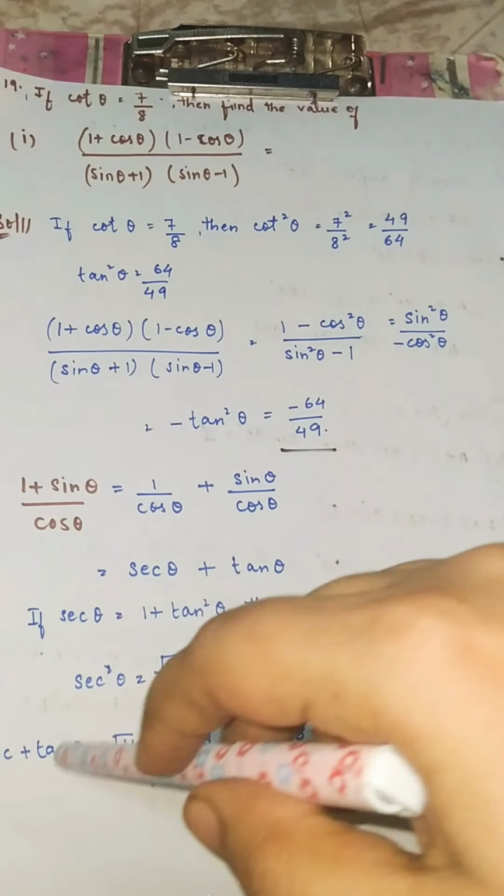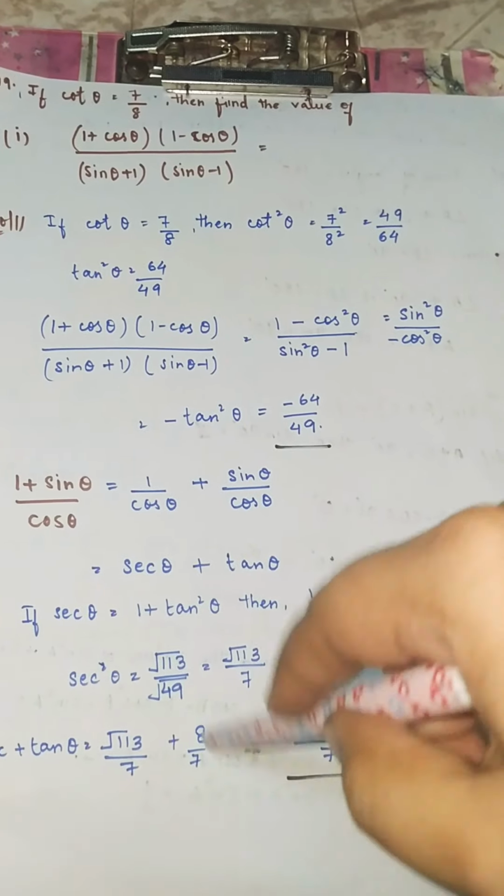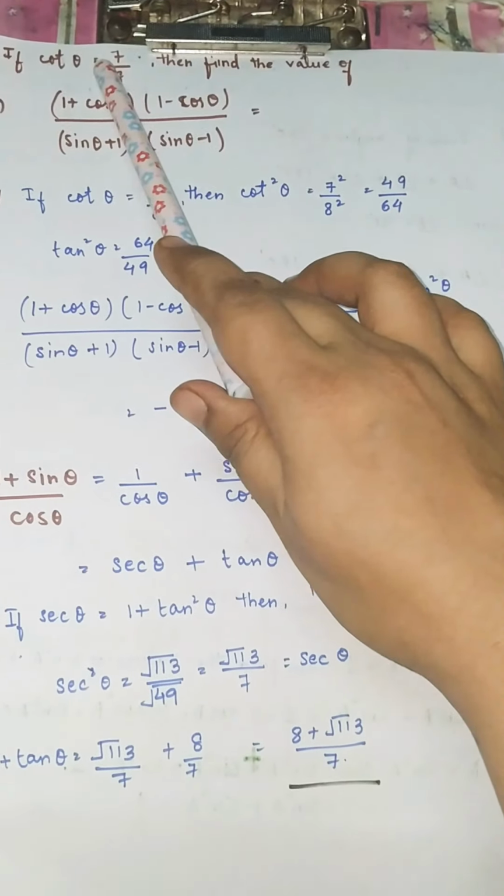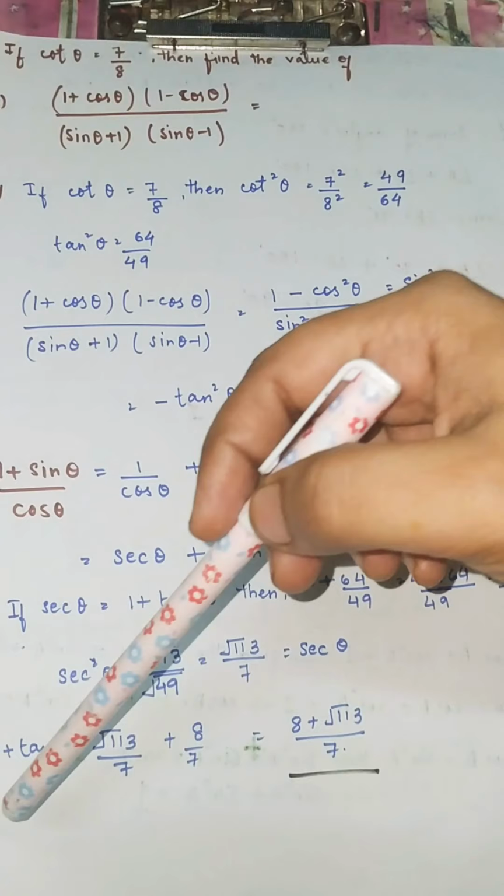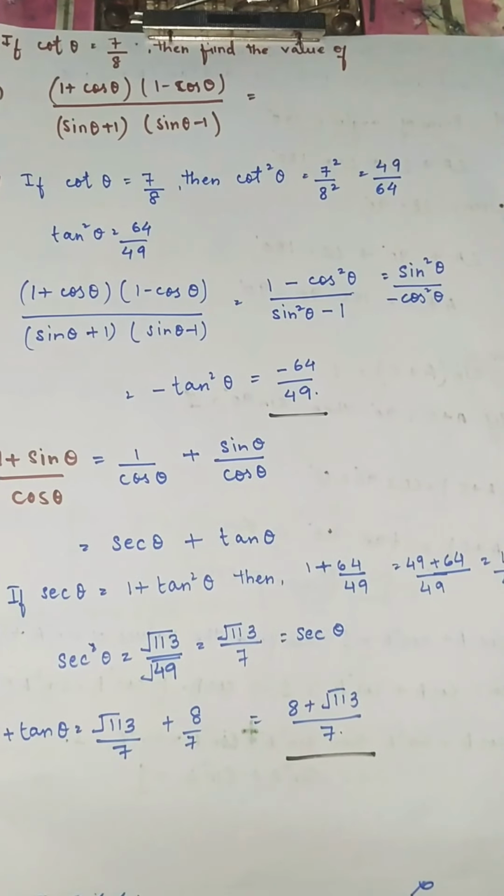Do you know how we got tan theta here? Here we have to invert cot theta. Cot theta is 7 by 8, so you can take tan theta as 8 by 7.